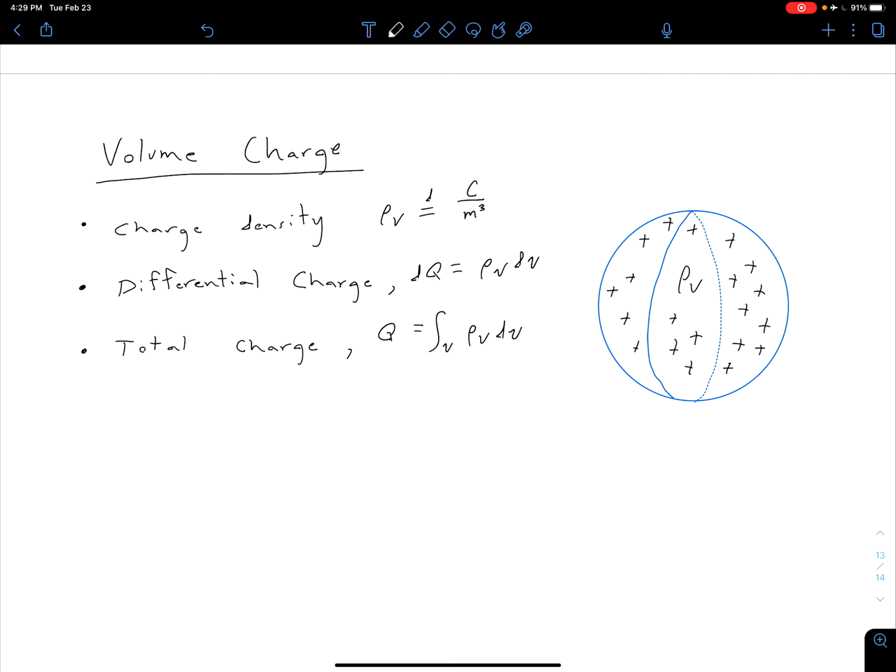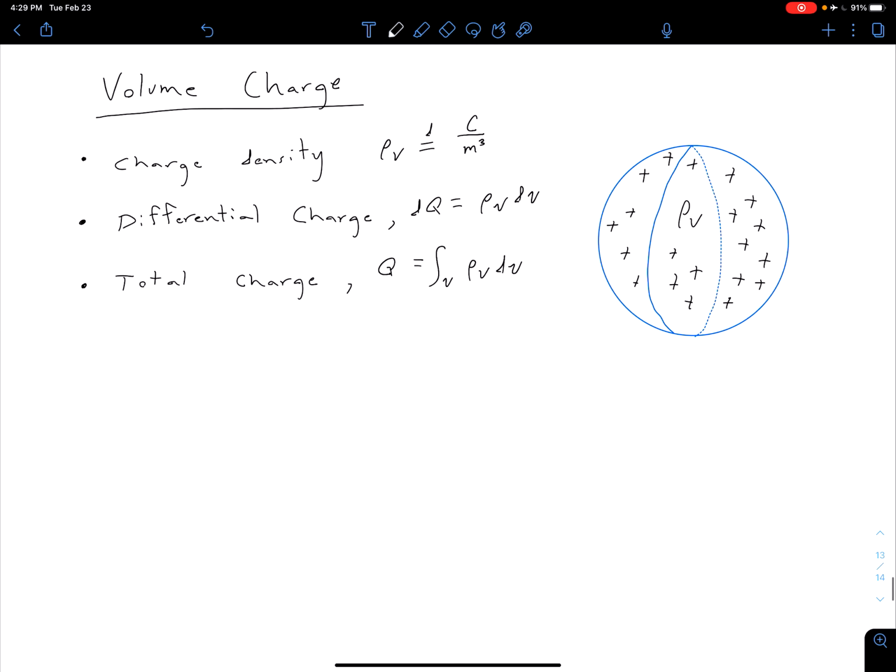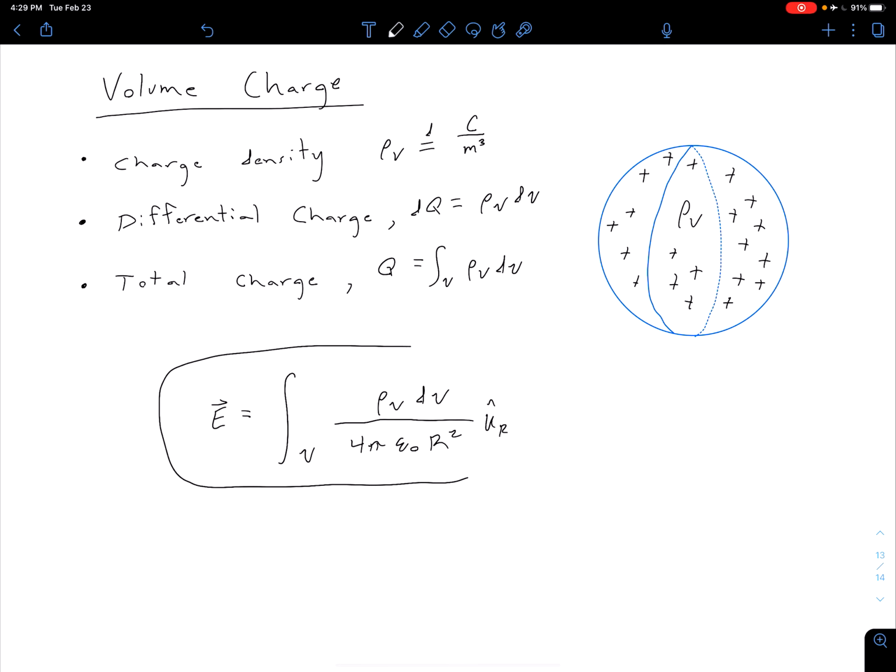Same exact idea. We can go back to that general electric field equation. We can say really we just have a bunch of point charges throughout that volume, such that our electric field is equal to the integral over the volume. Once again, we're just going to change our dQ in the numerator. Now it's rho V dV, same denominator of 4 pi epsilon naught r squared, same direction of r. And once again, this is a general equation.